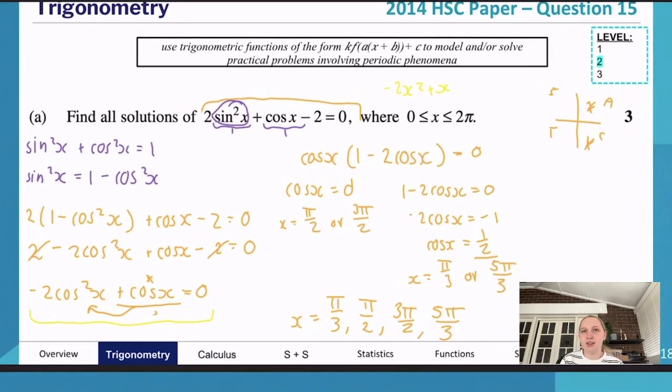Now with this question, that's all we have to do because all we're doing is finding solutions, right? These solutions don't have any value attached to them. They're not tides, they're not times, they're not sunlight, they're not anything. All we're doing is finding solutions. So that's why we can just leave those in terms of x.